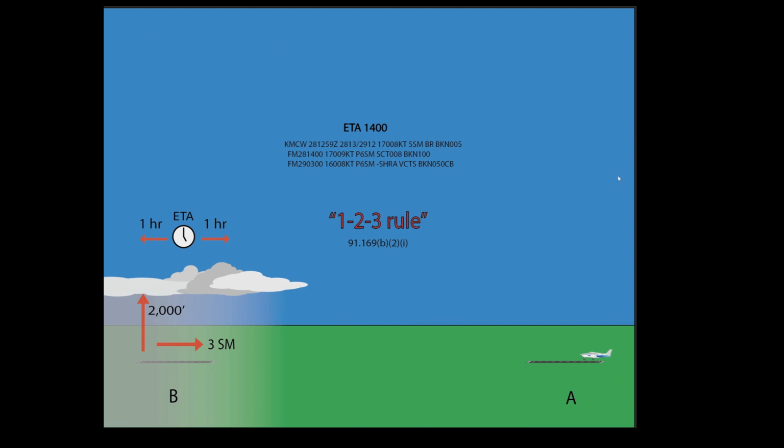Alright, so let's look at some examples. In this one, our destination is Mason City, Iowa. Our ETA is 1400 Zulu, and we want to know if we need an alternate. So we have to look at the time period around our ETA, an hour before to an hour after. So that's going to be 13Z to 15Z. Our ETA is 14Z. There's a from the 28th at 1400 group right here, but we're not just looking at that time, we're looking an hour before to an hour after.